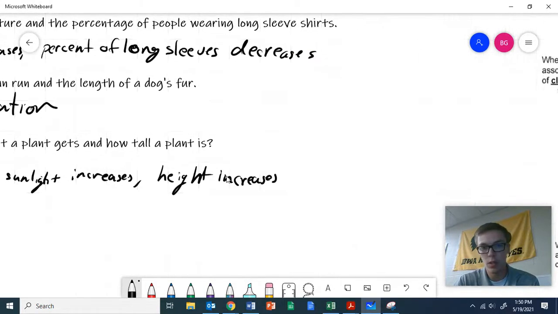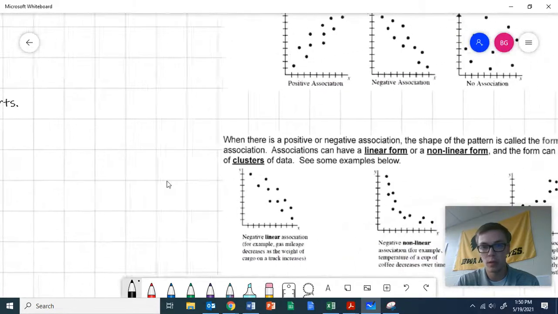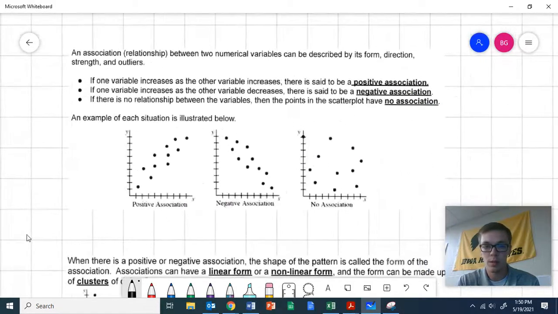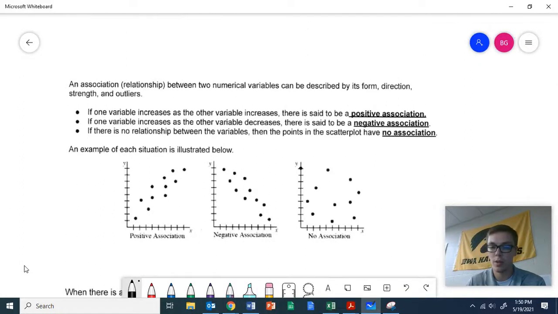Okay, so with associations, we have to look at a few more things here. There are a few things you have to take into consideration. So if an association occurs, not only can we explain it just like we did, but we can think of 4 different things. There are 4 things you have to include.